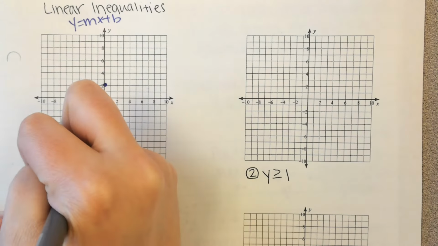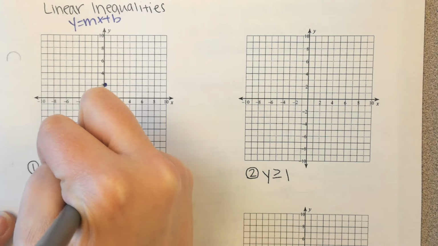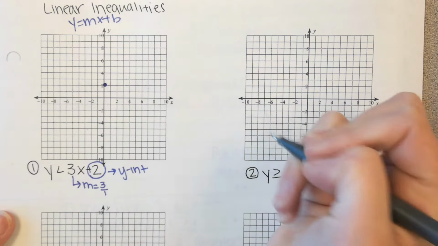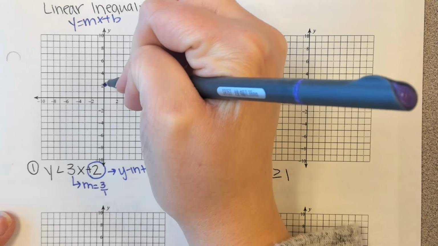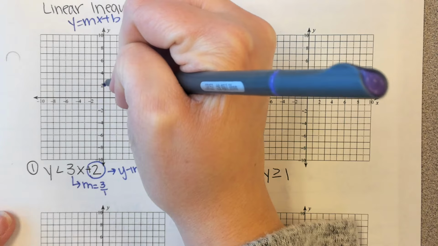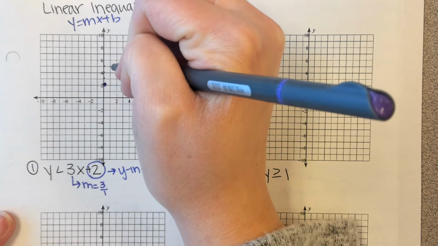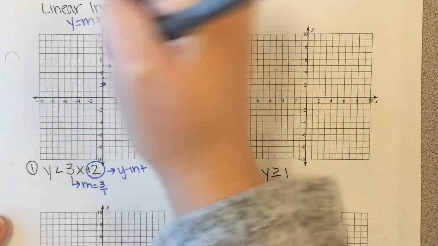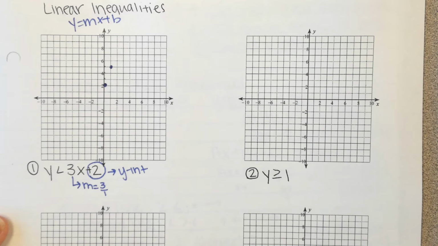Now, my slope is 3, so that's 3 over 1. So from this point, the one that I made, I'm going to go up 3. 1, 2, 3, and over 1. Okay, that's step 1.